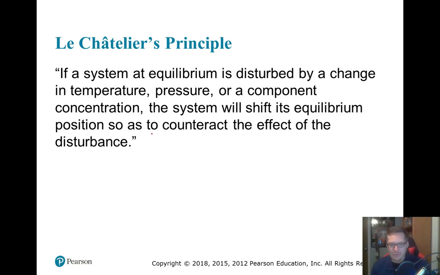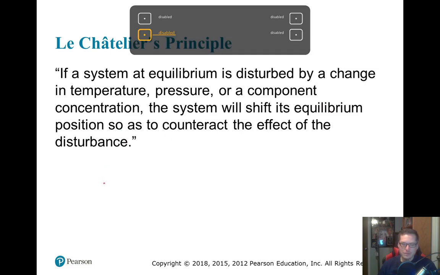This is for Chem 2 Unit 10, talking about Le Chatelier's principle. Very, very popular, hugely popular. Le Chatelier's principle describes what occurs to a system that's at equilibrium if we do something to it. So this is the proper definition. It says if a system that's at equilibrium is disturbed by a change in temperature, pressure, or a component of concentration, the system will shift its equilibrium position so as to counteract the effect of the disturbance.